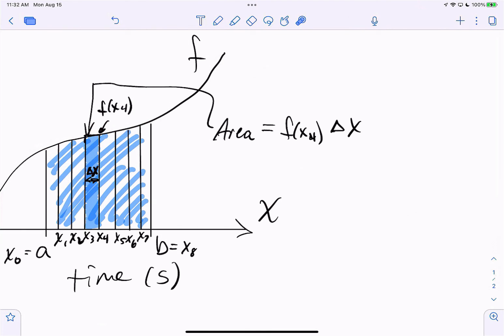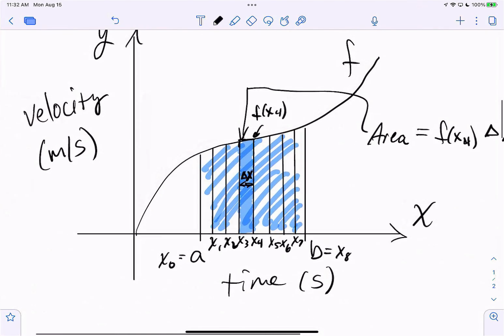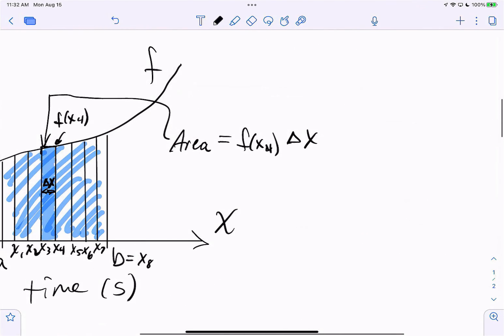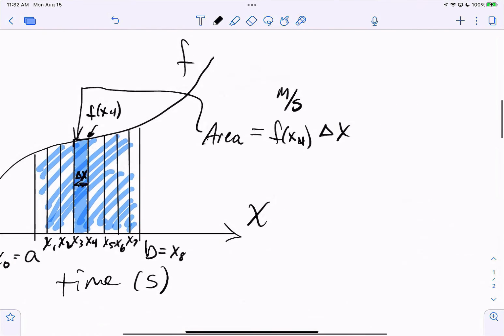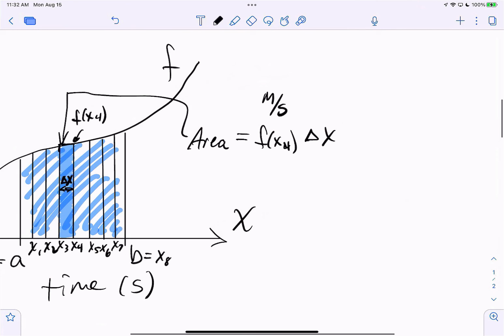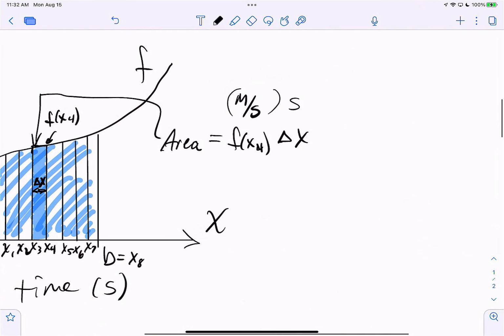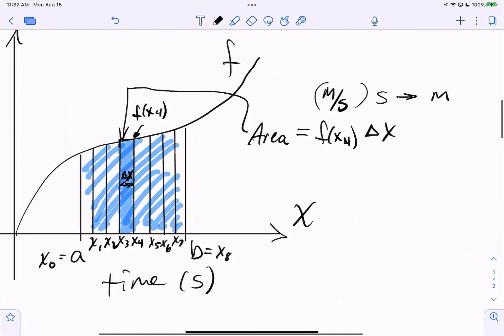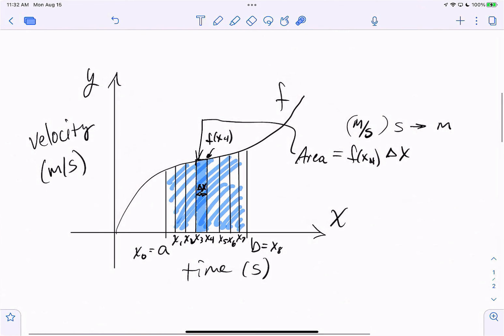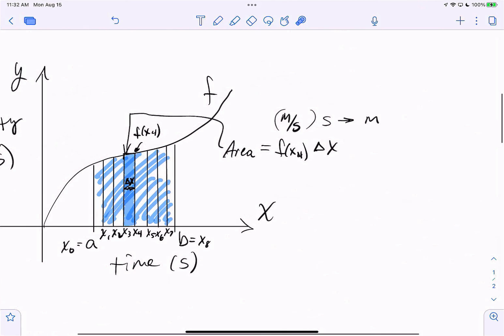What I want to focus on is the units. The units for the function are meters per second. And the units for the input, or on the x-axis, are seconds. And so the units here are going to give me meters. Here's the point. If my function is a velocity function, finding an area from one x value to another x value is actually going to be akin to finding a distance.